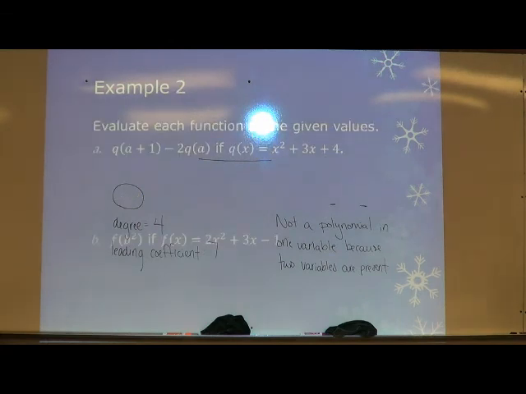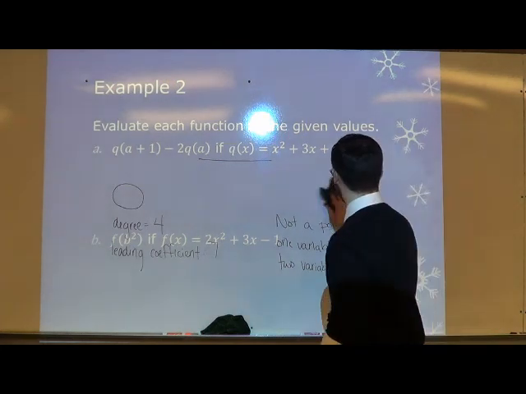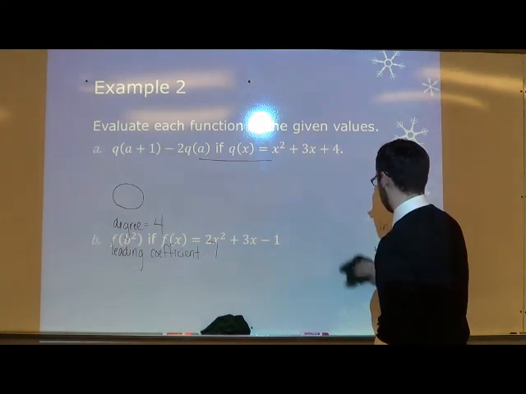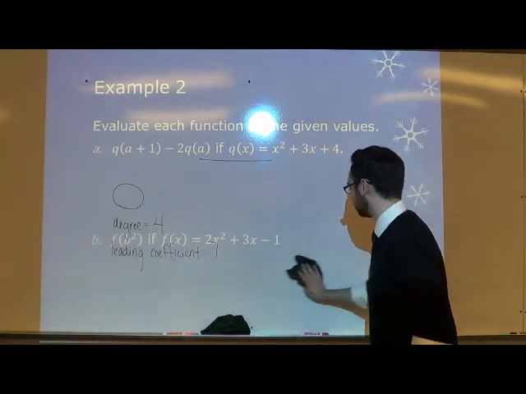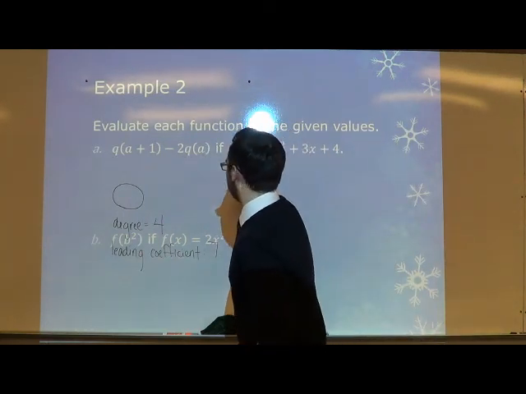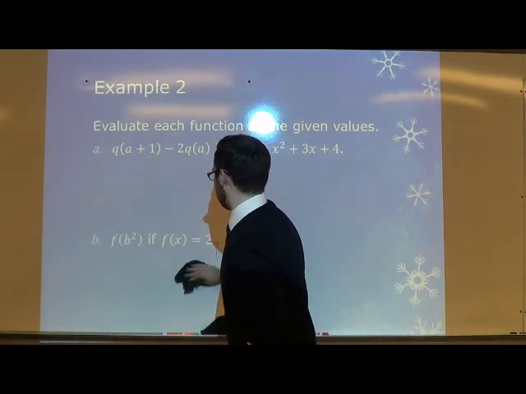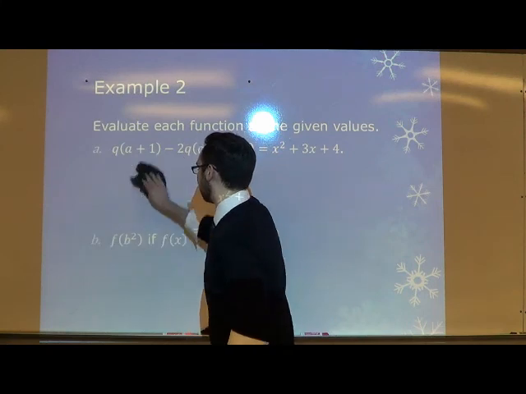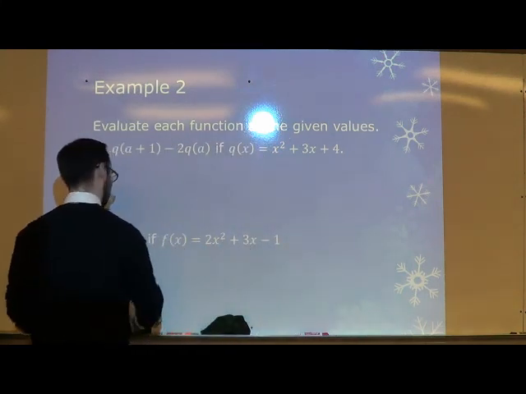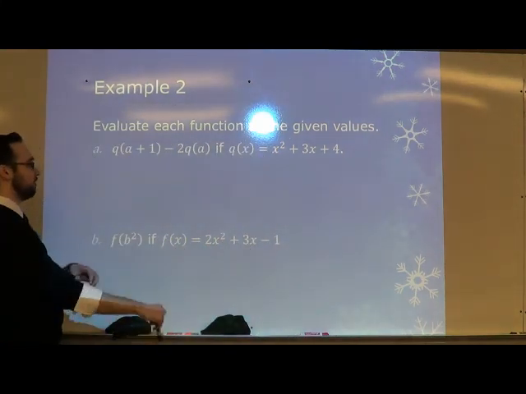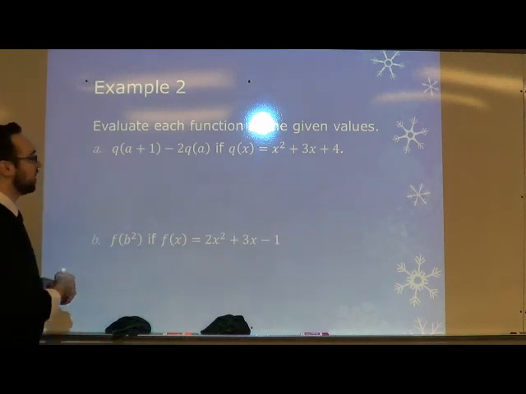Okay, so they want us to now evaluate these functions at the given values. We've done this before with other things, but now we're making them new polynomials essentially, because we're given values that aren't numbers. So we've done this before where I say, okay, find me q of 2 or something like that. We're not doing that this time.